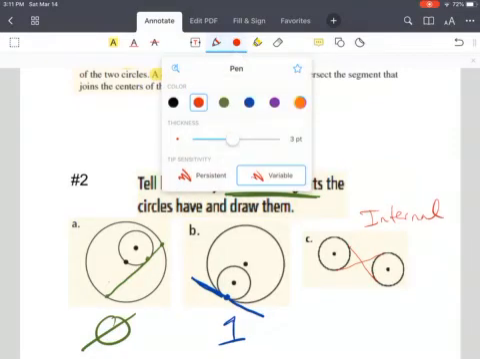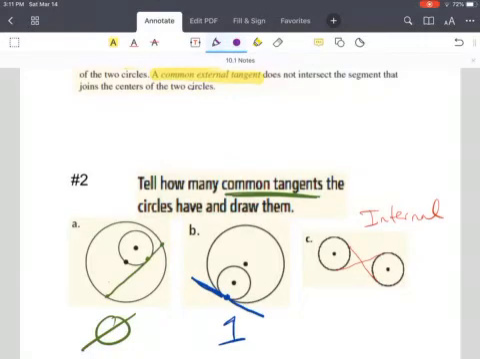But we could also have external tangents, which would be above or below the circles. And those would be called our common, because it's tangent to both. It would be our common external tangents.